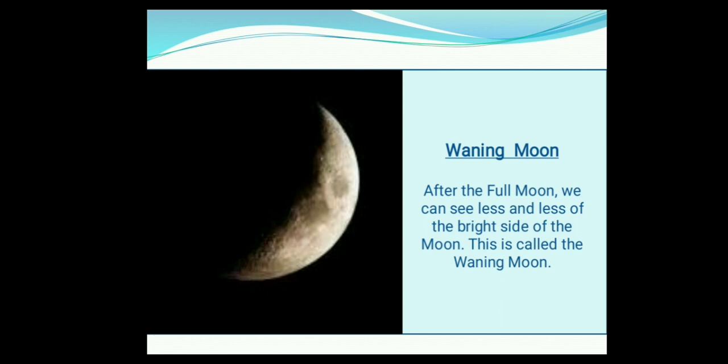First, let me tell you what is the meaning of waning. Waning means shrinking or getting smaller and smaller. And when we can see less and less of the bright side of the moon, it is called the waning moon. And it will continue shrinking every night till it vanishes completely. And this cycle will repeat continuously. Okay, this was the last phase of the moon.